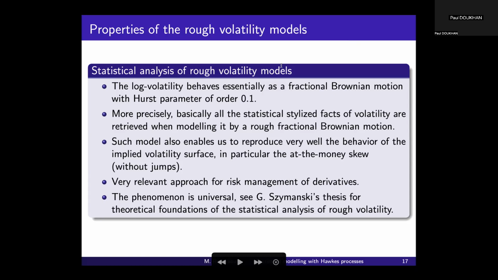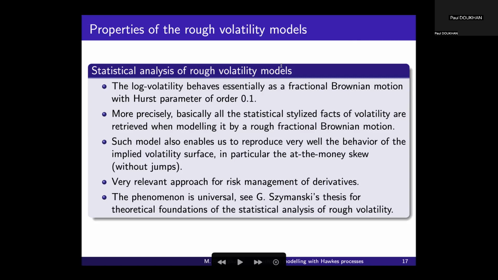Because you said that the Hurst parameter of the model is 0.1. Yes, exactly. So really non-stationary, okay. But the way the law is changing with time is extremely slow, and it's so slow that you can consider it stationary.